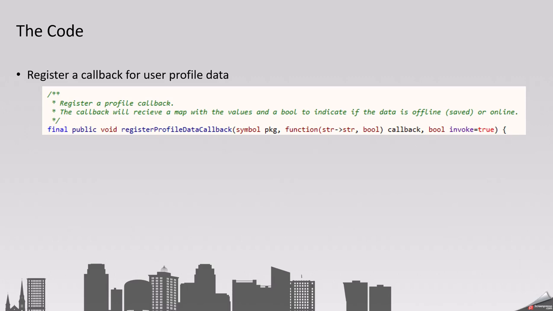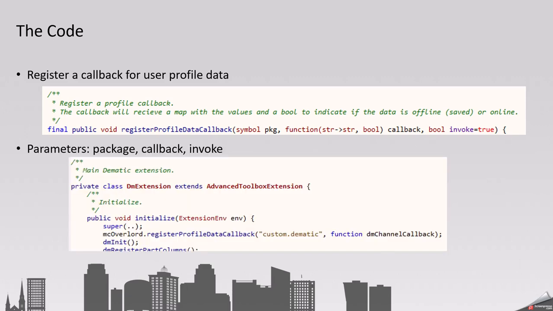Okay, so step one that we mentioned is registering the callback. Here's what that method looks like. It's just got a couple of parameters. And here's an implementation of that in your initialize statement of the extension. So you give it your extension and you give it a callback method. Optionally, you can turn off that invoke. Although I don't know why you'd want to do that, but maybe you don't need your profile data right away.